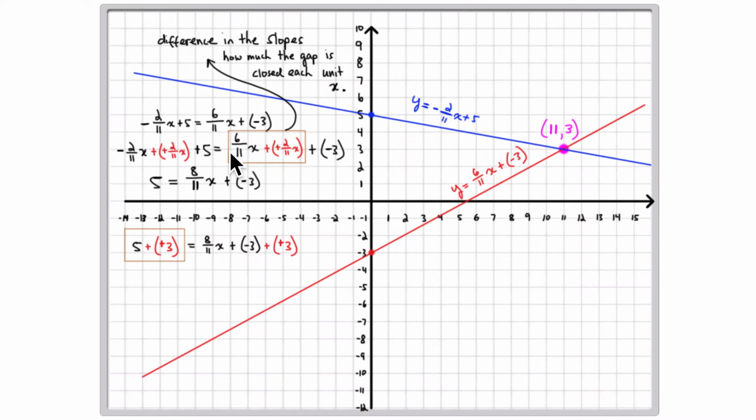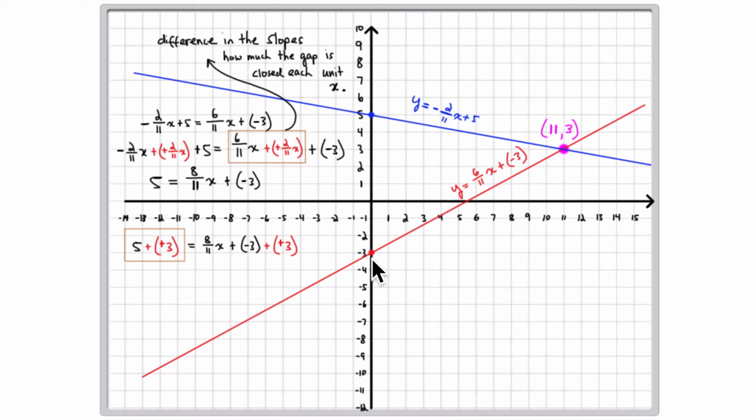So now on the other side of the equation, I'm going to figure out this difference in the y-intercepts. So I'm left with 5 over here, that's this y-intercept, and a -3 over here, that's this y-intercept. So how far are they apart? Well, it's this 5 minus this -3. What's the difference between 5 and -3?